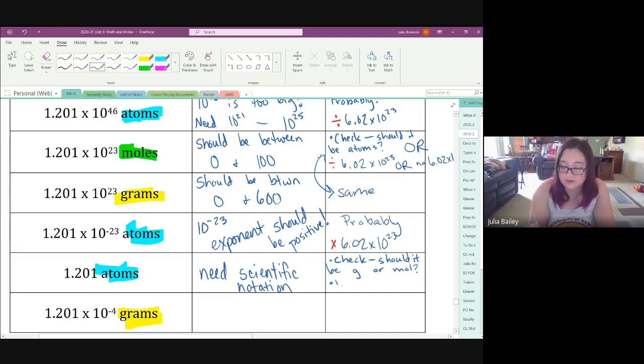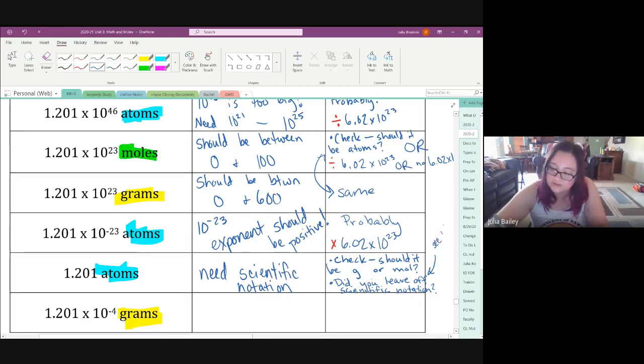Another option, did you leave off the scientific notation? Check if it's in your calculator and you just forgot it. If your calculator has an E at the end, see if your calculator has that capital E for engineering exponent at the end.